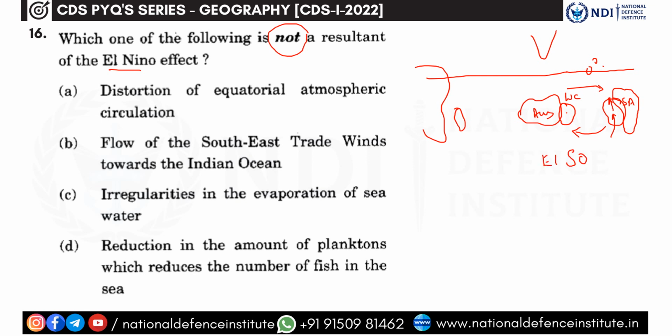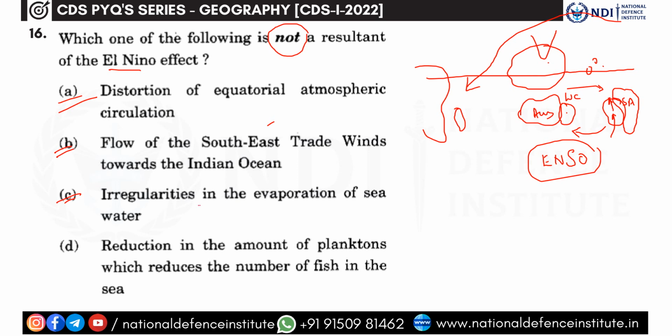So because of that, what are the options they have given? Distortion of equatorial atmospheric circulation. Of course, it does disturb this one, because the Walker circulation is disturbed, and similarly your southwest monsoon is disturbed, and your easterly jet streams will not actually descend along the proper low pressure area. So this of course distorts. Flow of southeast trade winds towards the Indian Ocean. Yes, there is also another thing. Irregularities in the evaporation of seawater. Of course, it is there.